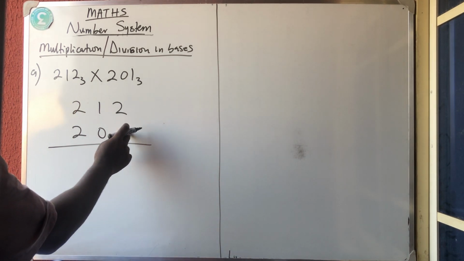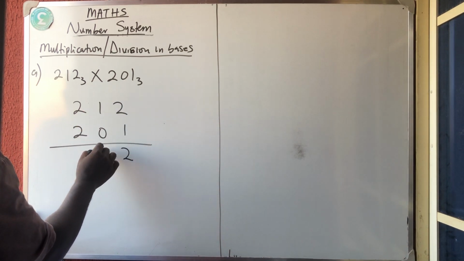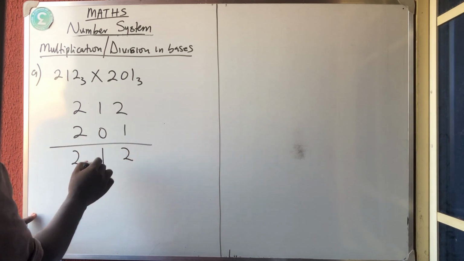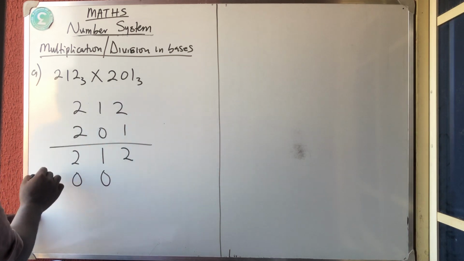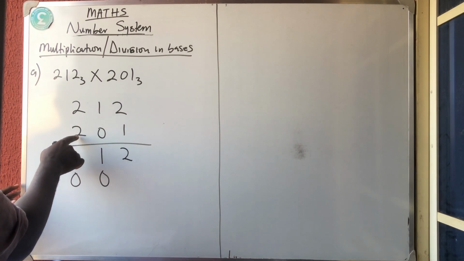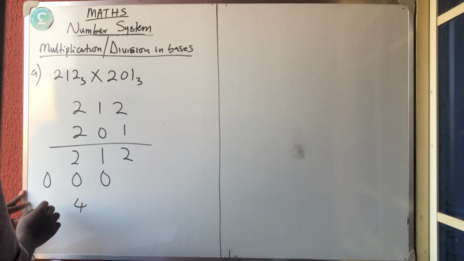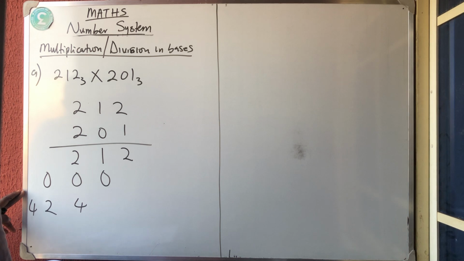Don't forget. 1 times 2, 2. 1 times 1, 1. 1 times 2, 2. You start with 0. 0 times 2, 0. 0 times 1, 0. 0 times 2, 0. Finally, you start from 2. 2 times 2, 4. 2 times 1, 2. 2 times 2, 4. Okay?